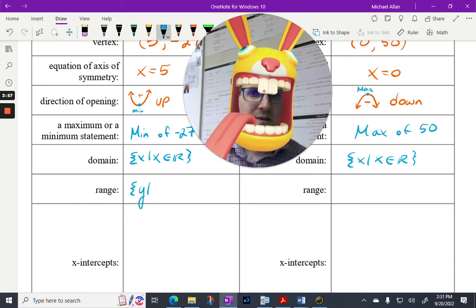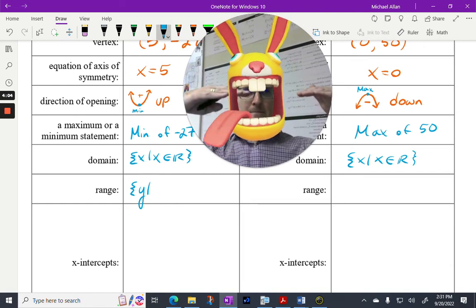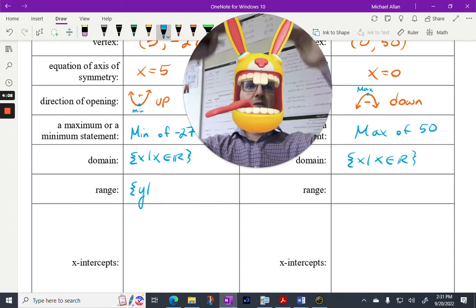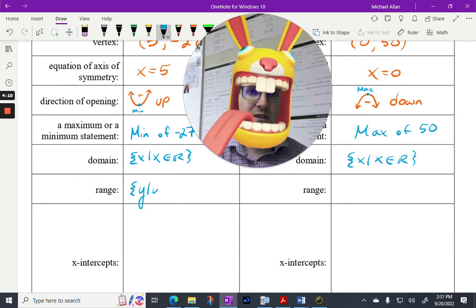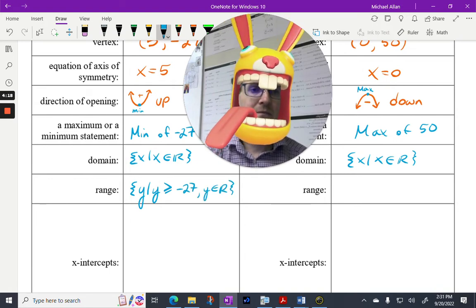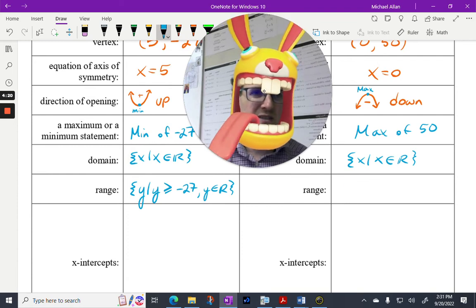It's based on this min-max statement up here, the minimum, and it's opening upwards. Because it's opening upwards, if that's going to be the bottom of my graph, it's going to be everything greater than that point. So this is going to have a greater than or equal to, and then -27. And for completion's sake, we like to put the x ∈ R. If you forget that part, I'm not too much of a stickler about that. They will be in Math 30-1 though.